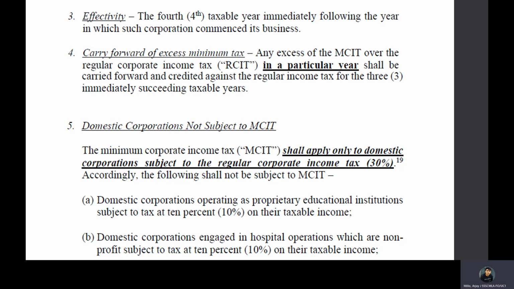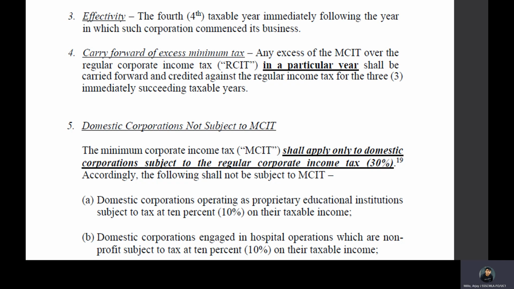Another thing to consider is the carry forward of excess minimum tax. The excess of the MCIT over the RCIT in a particular year shall be carried forward and credited against the regular income tax for the 3 immediately succeeding taxable years. So additional privilege din yun, no? If meron kang any excess ng MCIT mo over nung RCIT, pwede mo siyang ma-carry forward for the next 3 years. And then domestic corporations not subject to MCIT.